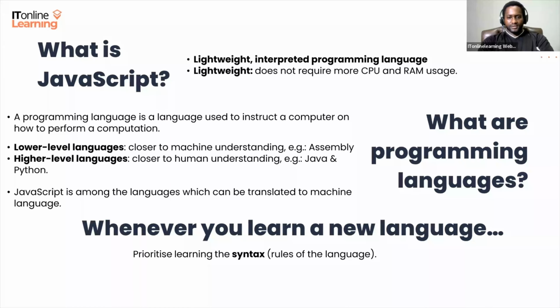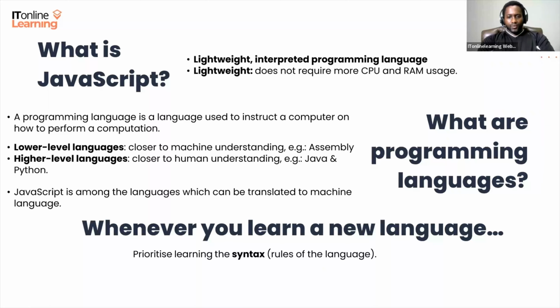So while we're at it, let's talk about programming languages. A programming language is a language which a human being uses to tell a computer what and how to do a particular task. However, a computer does not speak a human language, hence there's a need for translation from human language to machine language. Languages that are closer to machine understanding are called lower level languages, such as assembly language. However, languages that are closer to human understanding are called higher level languages, such as Java, Python, and many other languages. And remember, there is a distinction between Java and JavaScript.